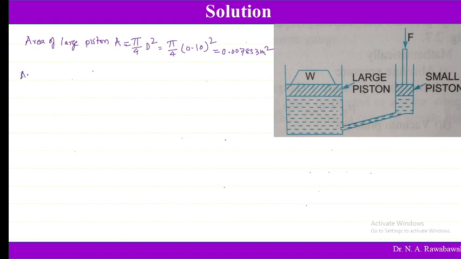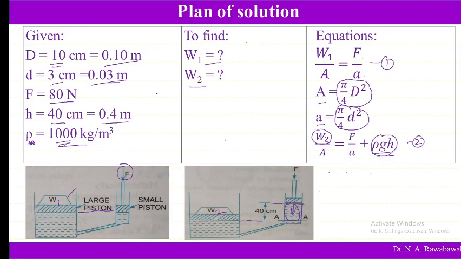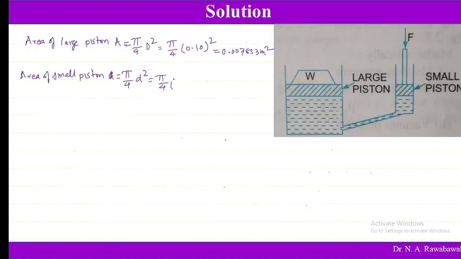Then the area of the small piston, that is small a is equal to pi by 4 small d square. Small d is the diameter of the small piston, which is given in this problem as 0.03 meter. Pi by 4 into 0.03 square, if we simplify this, is going to be 0.00070685 meter square. So this gives us the area of the small piston.